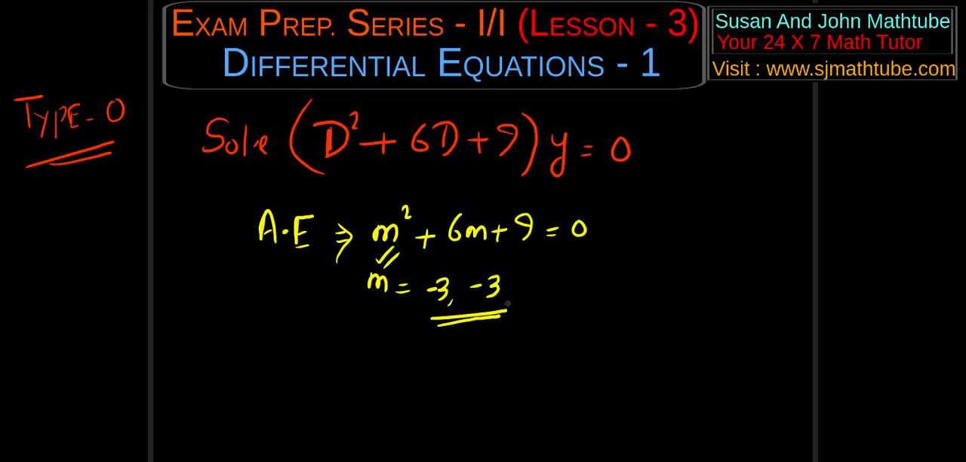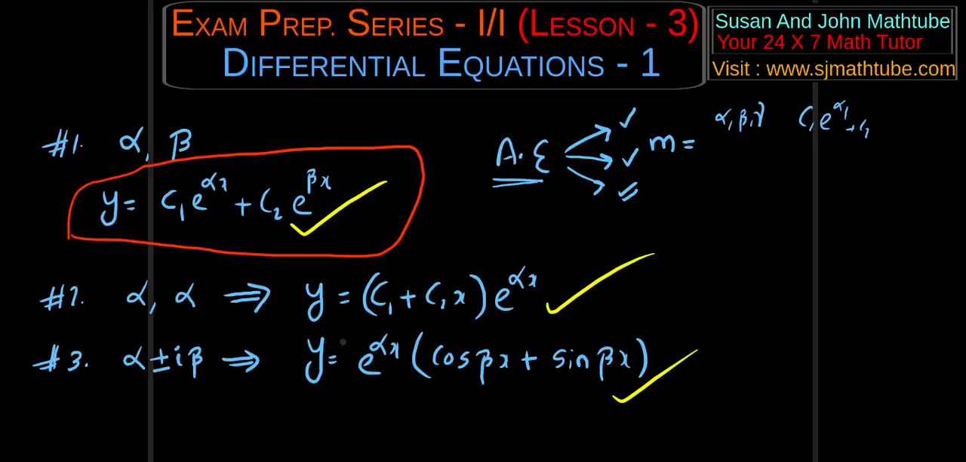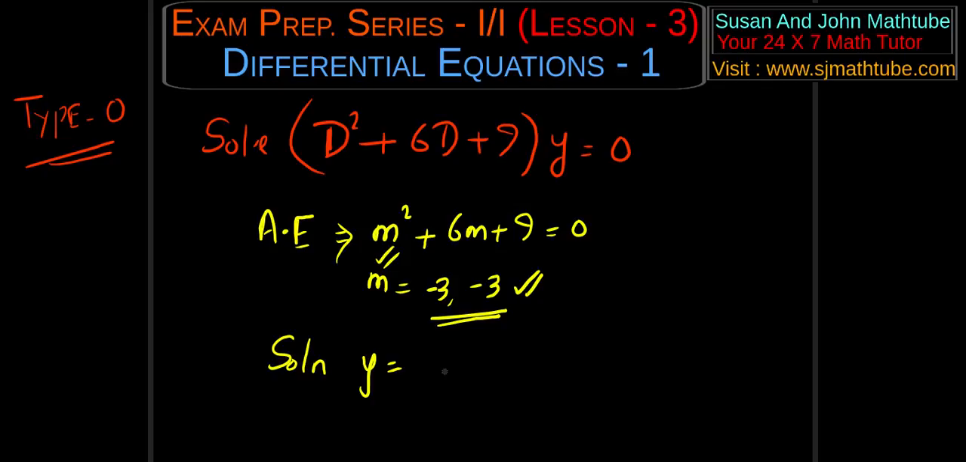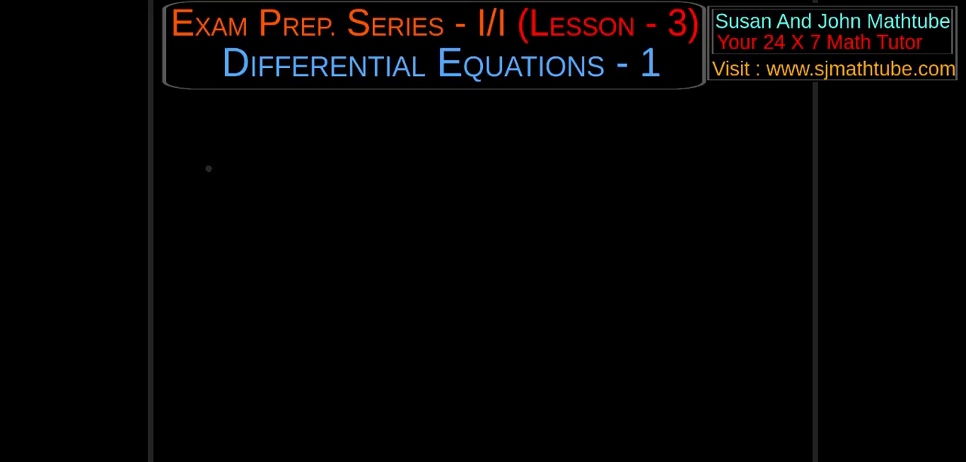Now look at this, the roots are repeated. So the solution is, or the most general solution is, y is equal to, take a look at the formula, this formula, c1 plus c2x times e to the power minus 3x. Now let's try one more question.